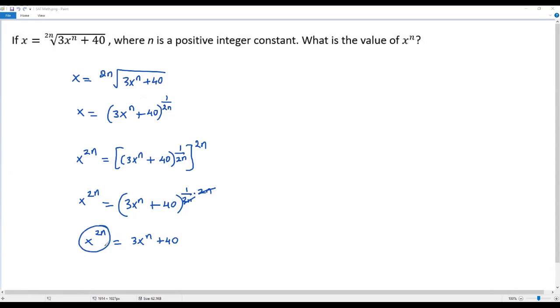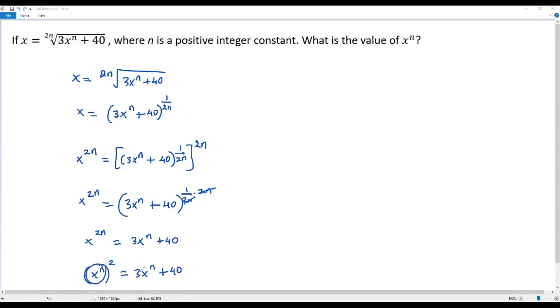Further, we can write this x to the power of 2n as x to the power of n, whole to the power of 2. Because whenever two values are multiplied in the exponent, we can take one of these two values as the exponent for this base, and the other value can be taken as the exponent for the whole stuff. In these two values 2 and n, I am taking n as an exponent for this base, and I'm taking the other value 2 as an exponent for the whole stuff, x to the nth power. On the right side, we can write the stuff as it is. It is 3 times x to the nth power plus 40.